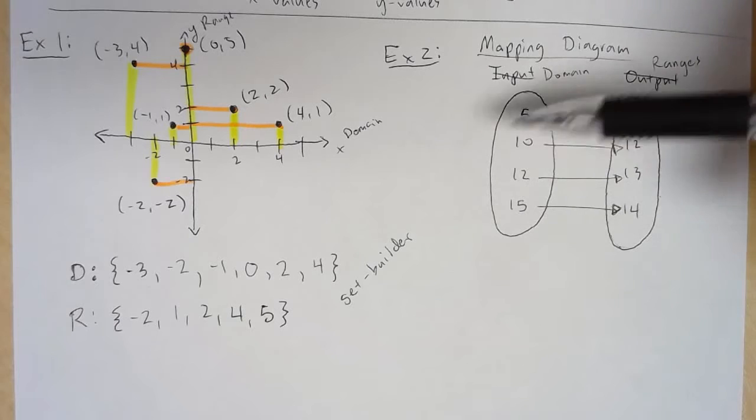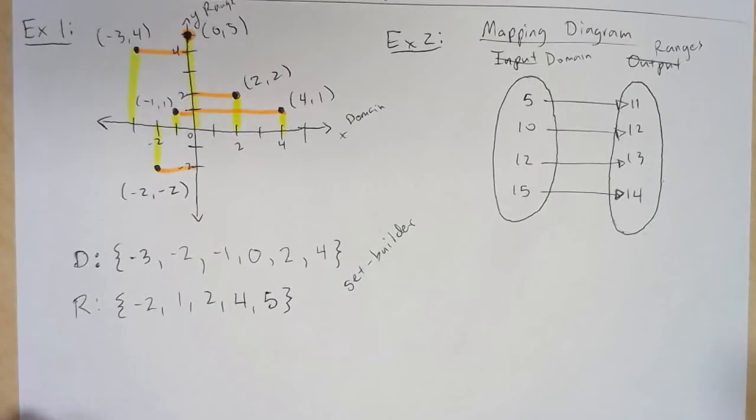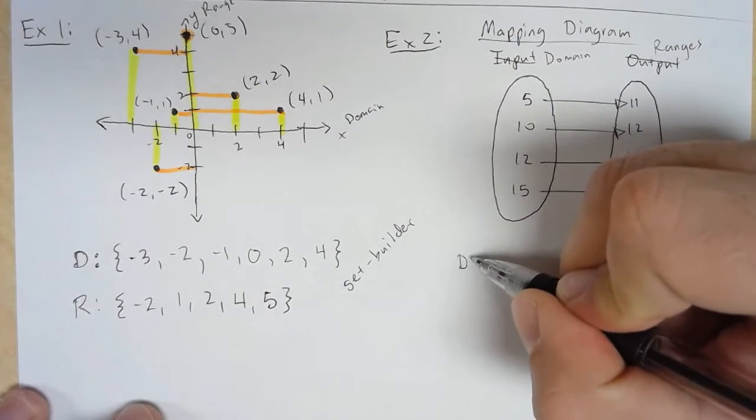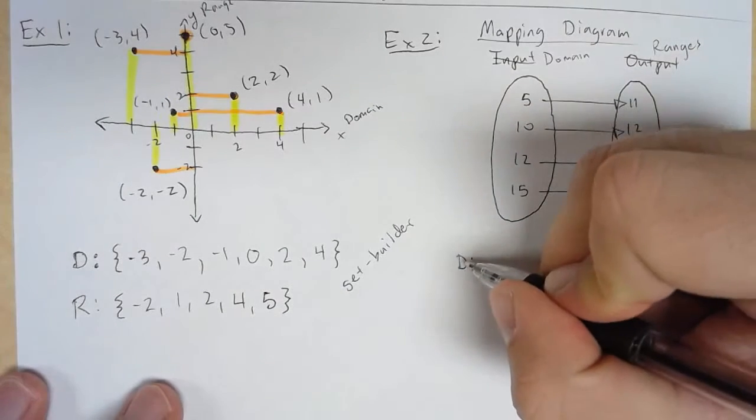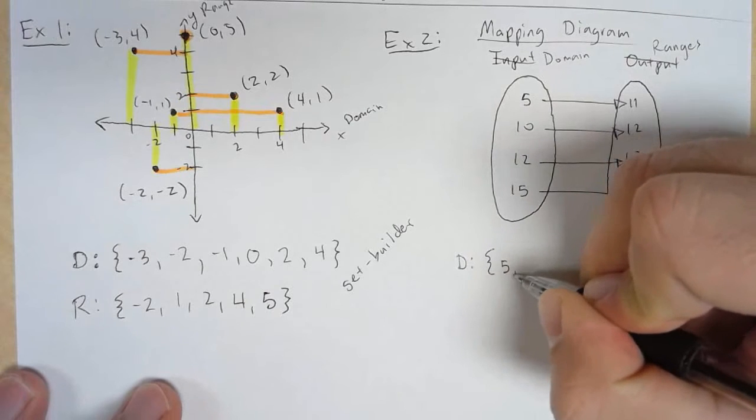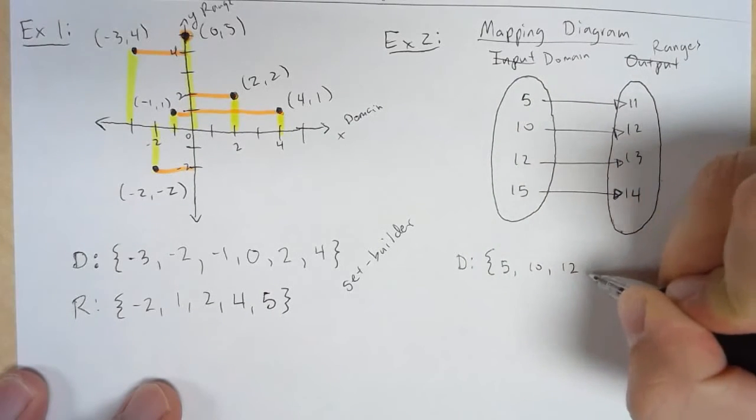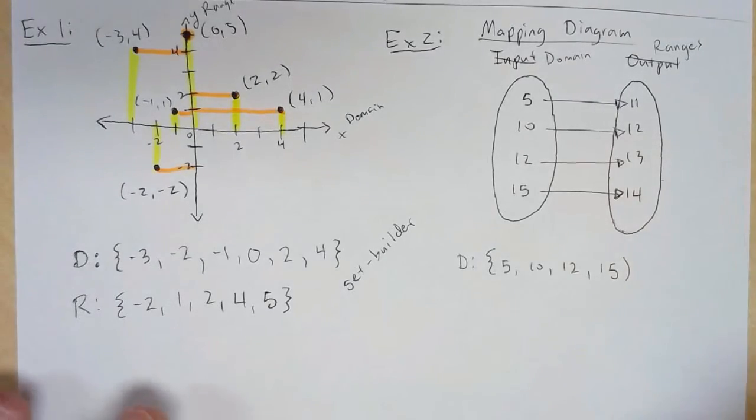But a lot of times this is just, can you look at this and figure out the domain and range. So our domain and range, this is still discrete. We're still going to write domain from the smallest number to the largest number. So domain is, fancy bracket, 5, 10, 12, and 15. And that's all of them.